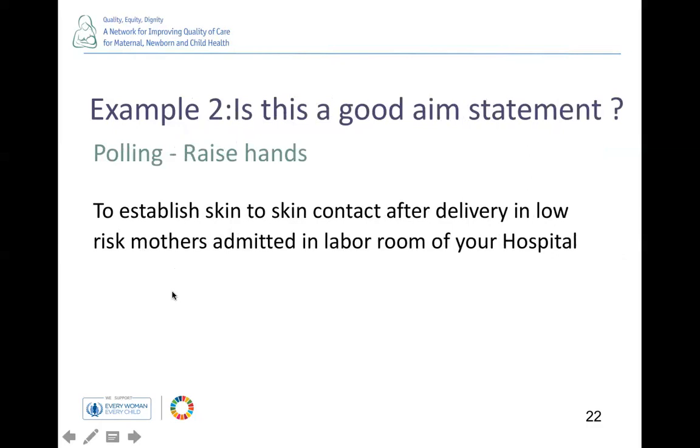Now, we will do a polling here, and we would request you to raise your hand. Here is example 2. And we ask you, is this a good aim statement? The aim statement is written here. To establish skin-to-skin contact after delivery in low-risk mothers admitted in labor room of your hospital. Please raise your hands.